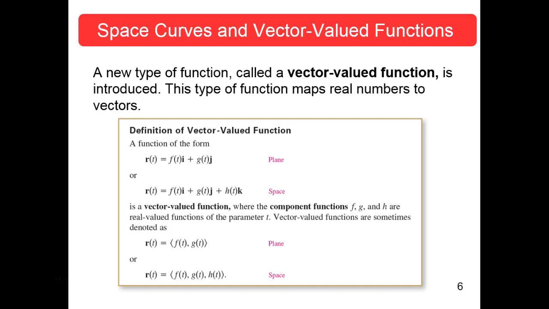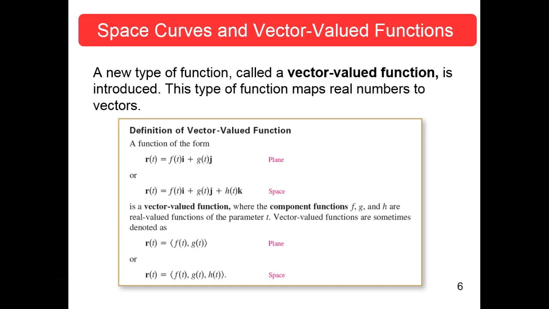Okay, corresponding to some point in space, where i is your unit vector in the i direction. So this sort of makes perfect sense, I hope. These both are vector valued functions where the component functions f, g, and h are real valued functions. They're not vectors, they're real valued functions of the parameter t. And the vector valued functions are sometimes denoted as this.